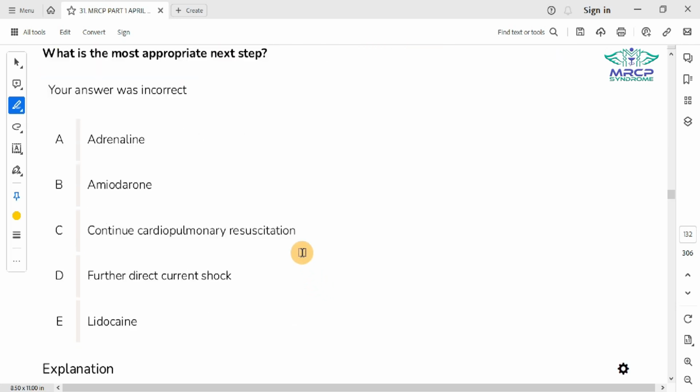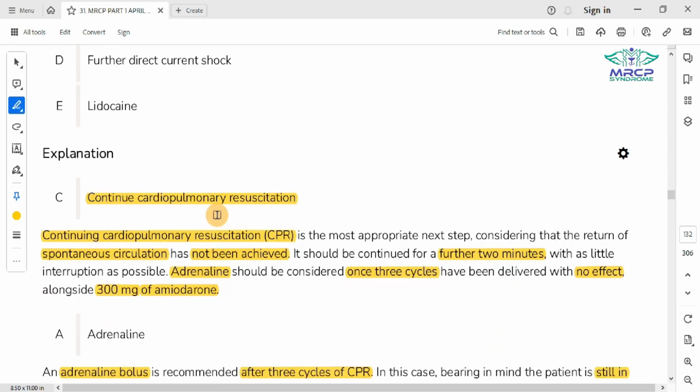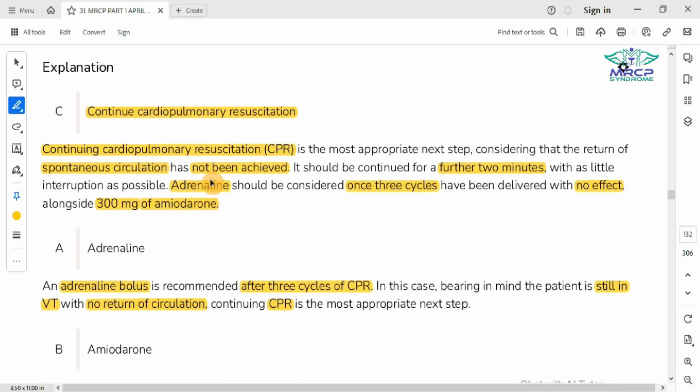And we'll be reassessing after 2 minutes. You will reassess the rhythm and the pulse. If the rhythm is still shockable, then another shock may be given. And in case of medication, you can go for adrenaline or amiodarone, but they will come into play after the third shock. So we'll be continuing the CPR for 2 minutes.